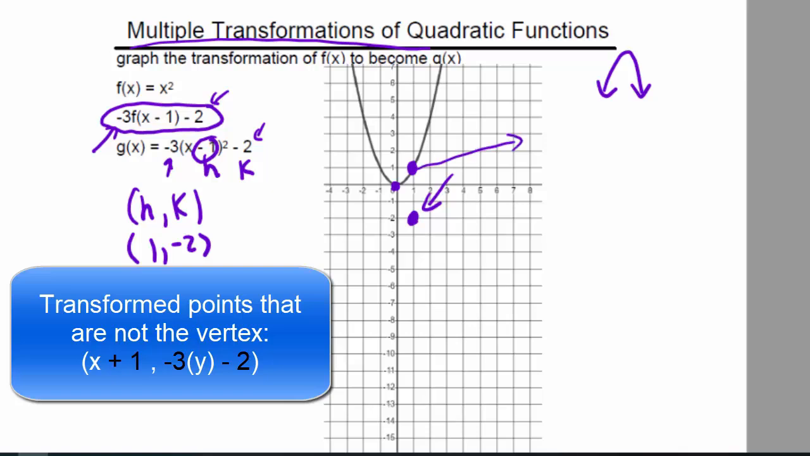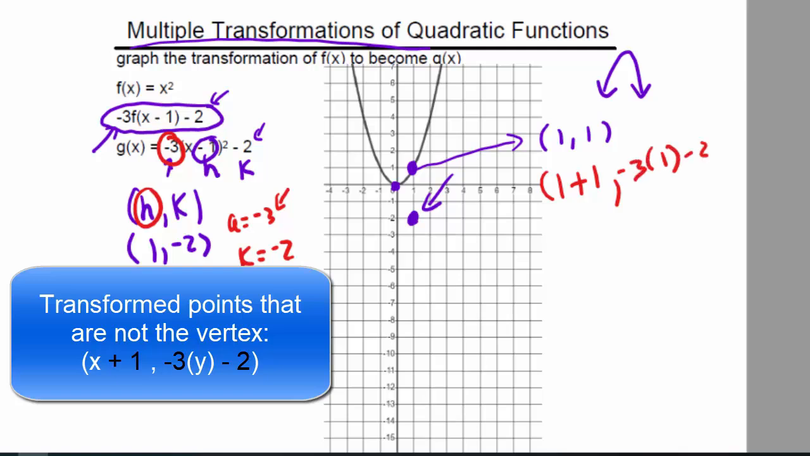So this one is at 1, 1. And the rules to transformation, the x value is going to be controlled by the h, which is a +1. So it's going to be 1 + 1, comma. And the y coordinate is going to be controlled by the a, which is -3. So a is -3, and the k value is -2. So I'm going to multiply by a and then subtract 2. So -3 times the 1, and then -2 from that. So my transform point is going to be 1 + 1, which is 2. And then -3 times 1 is -3, and then -2 is going to give me a -5.